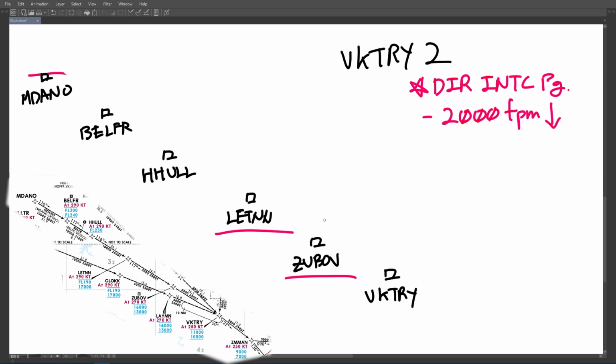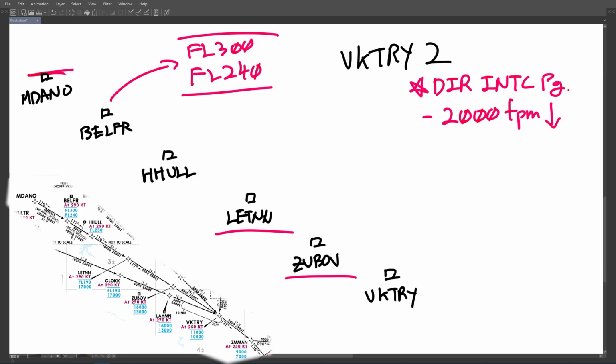So at the end of the day, you might be descending after Medano in this case, right? You might be flying a little past the Medano and then you start descending, right? And as long as you cross Belfer between flight level 300 and flight level 240, you're in good shape. But at the same time, I don't want to end up touching the top altitude. So for Belfer, remember, it's flight level 300 to flight level 240, right?